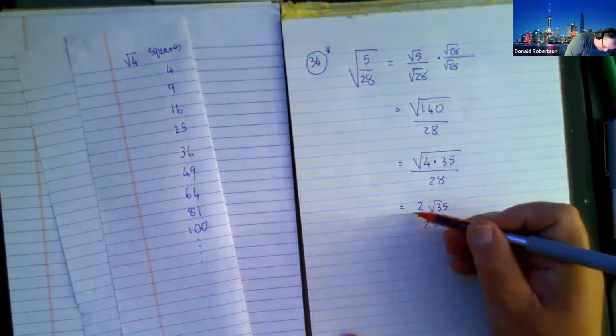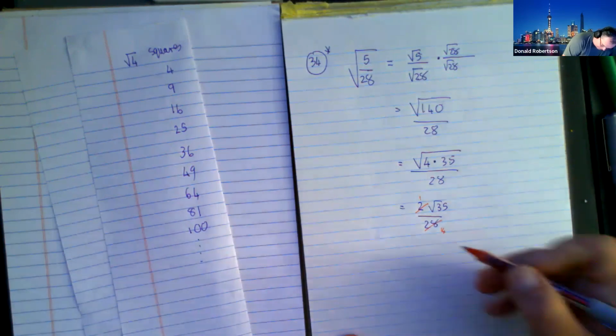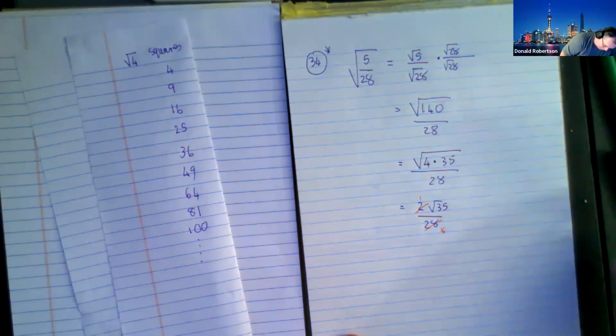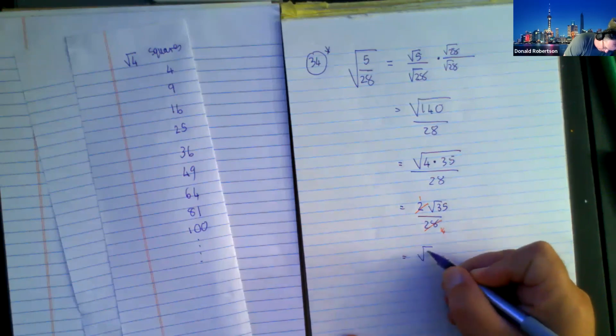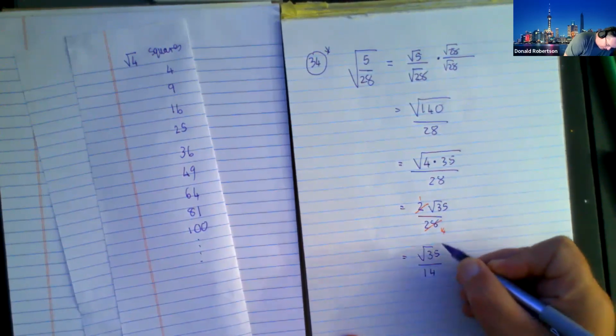And now I'll cancel this one with that one by dividing both of them by 2. And what's left is the square root of 35 over 14. And there is your answer.